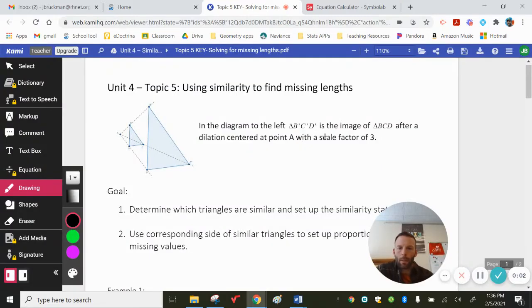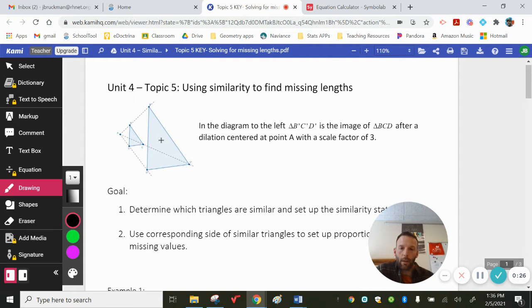Hello, everyone. Let's talk about topic 5, which is using similarity to find missing lengths. To do that, let's take a look at this diagram here of what we saw back in topic 1. In this diagram, it says we have triangle B prime, C prime, D prime, which is the image of triangle BCD after a dilation centered at point A with a scale factor 3. So a dilation happened which produced this new image.